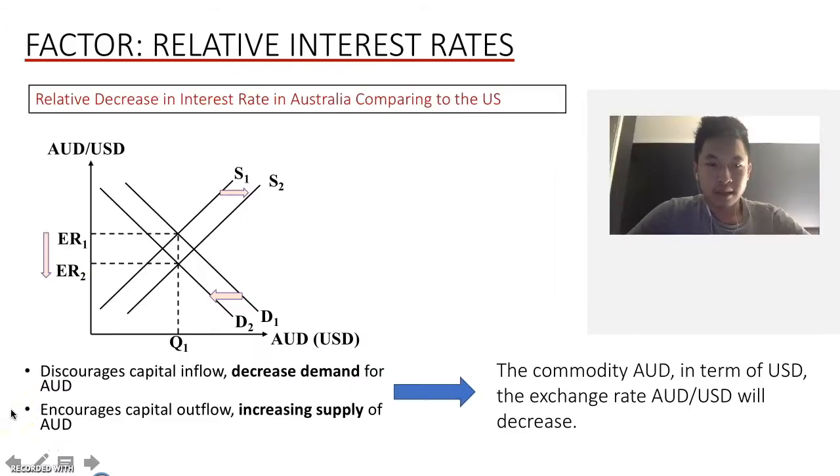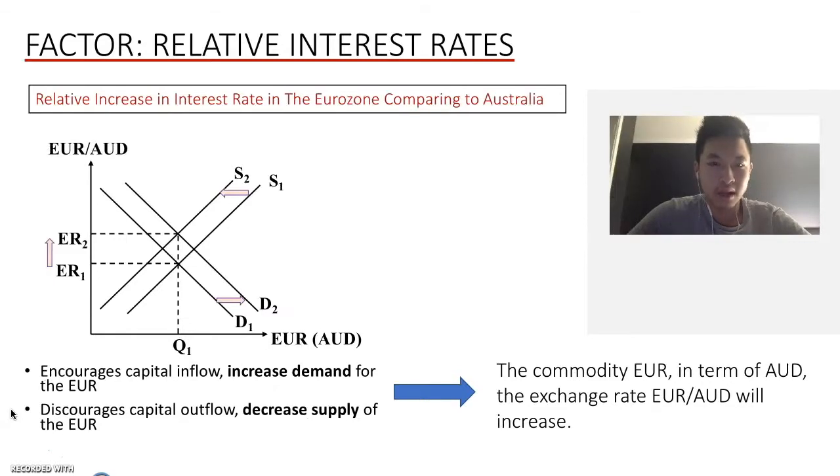The forecast showed that there is a relative decrease in interest rate in Australia compared to the US. So potentially we will see a lower exchange rate in the future on the basis of a decrease in demand for AUD and increased supply of AUD. Also, what happened to the euro will be the relative increase in interest rate in the Eurozone compared to Australia. Potentially we will see an increase in exchange rate between these two currencies, on the basis of an increase in demand for the euro and also decreased supply of the euro.